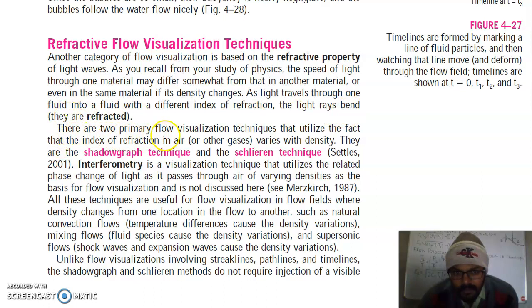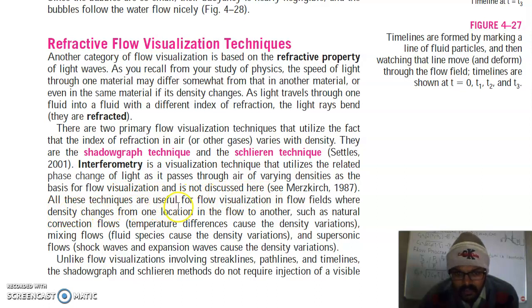There are two primary flow visualization techniques that utilize the fact that the index of refraction in air varies with density. They are the shadowgraph technique and the Schlieren technique. Interferometry is a visualization technique that utilizes the related phase change of light as it passes through air of varying densities as the basis for flow visualization and is not discussed here.